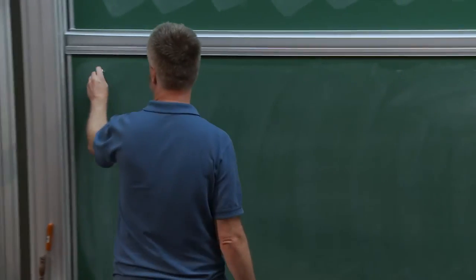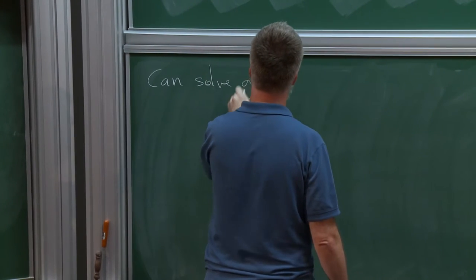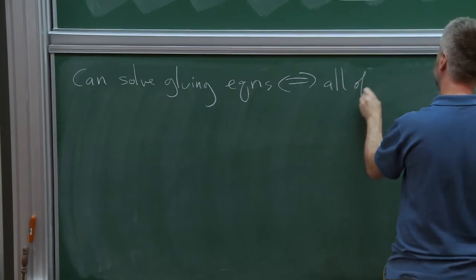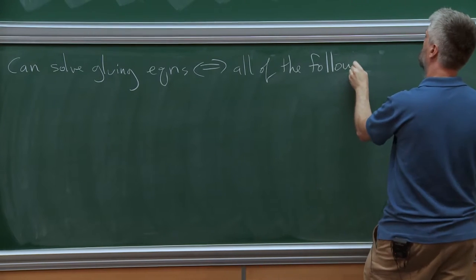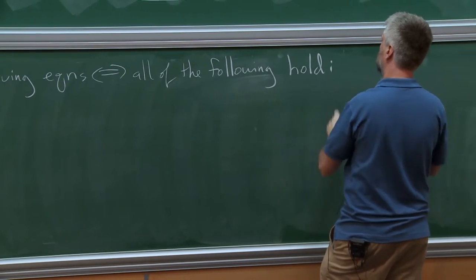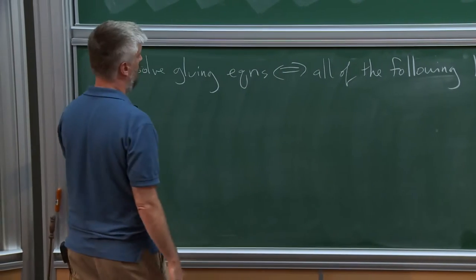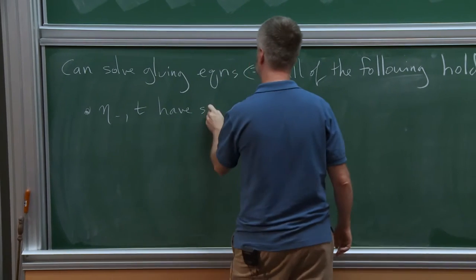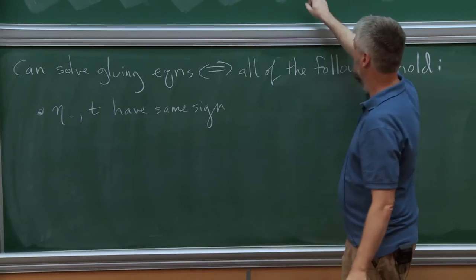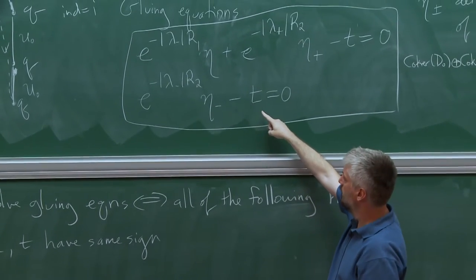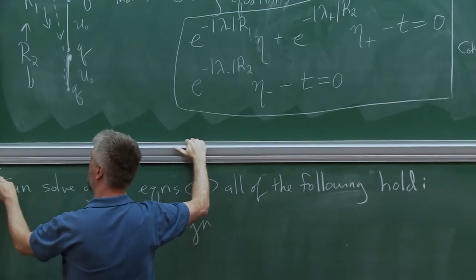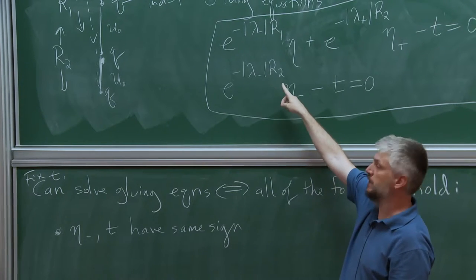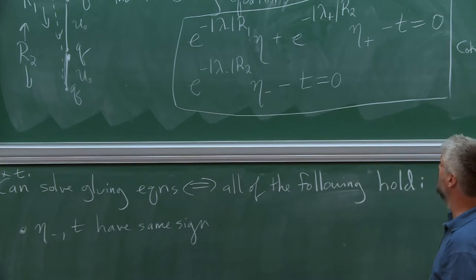So you can solve the gluing equations if and only if all of the following hold. First of all, eta minus and t, they'd better have the same sign, because that's just looking at the second equation. We're sort of fixing t, and the question is, can we find R1 and R2 solving these equations? The second one can be solved if and only if these things have the same sign, and then there's a unique R2. Then you have to look at the first equation, which is a little more confusing.